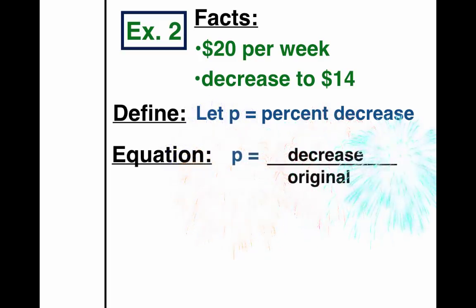It's going to be P equals her decrease over her original. So, what does P equal? Her decrease over her original. What's her decrease? How much did she go down? Yeah, she lost $6 a week. She went from 20 to 14.